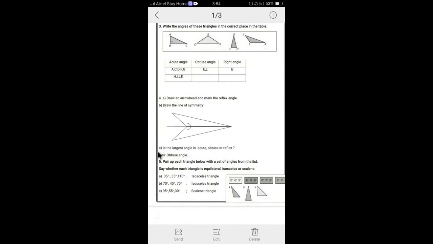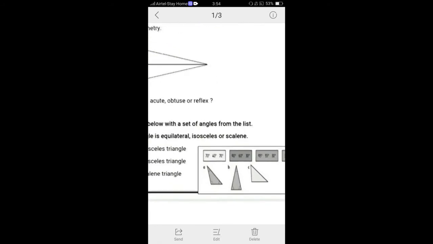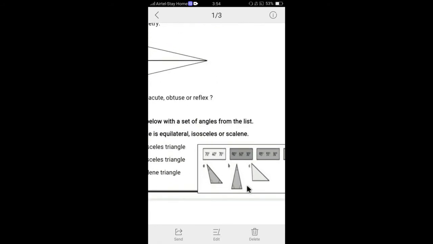So the A answer we got is 35, 35 and 110. You can see that I have written it, and two equal angles mean two equal sides. It is an isosceles triangle. B number, you can see that these two angles are also equal, and this is a small one. These two compared to these two, this is the smaller one, so easily the first option is going to be for B, or you can measure with the protractor.